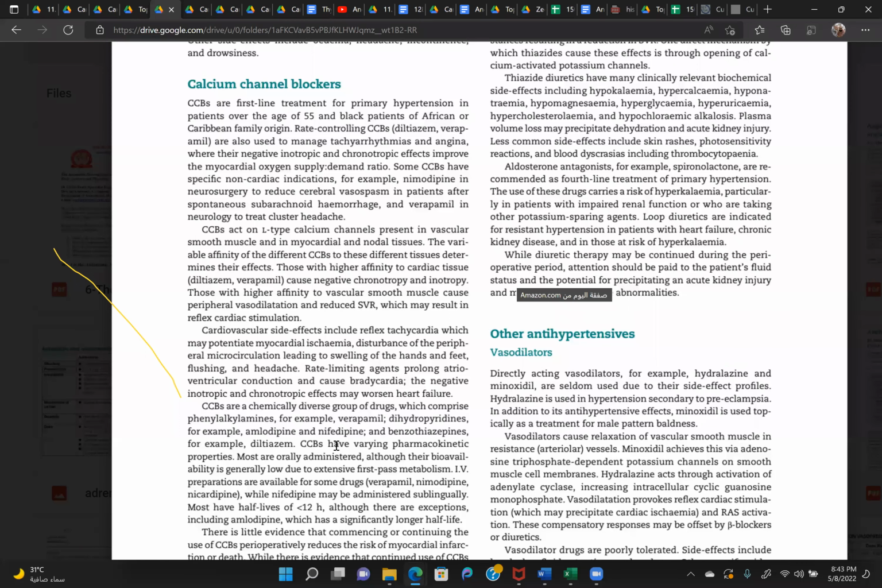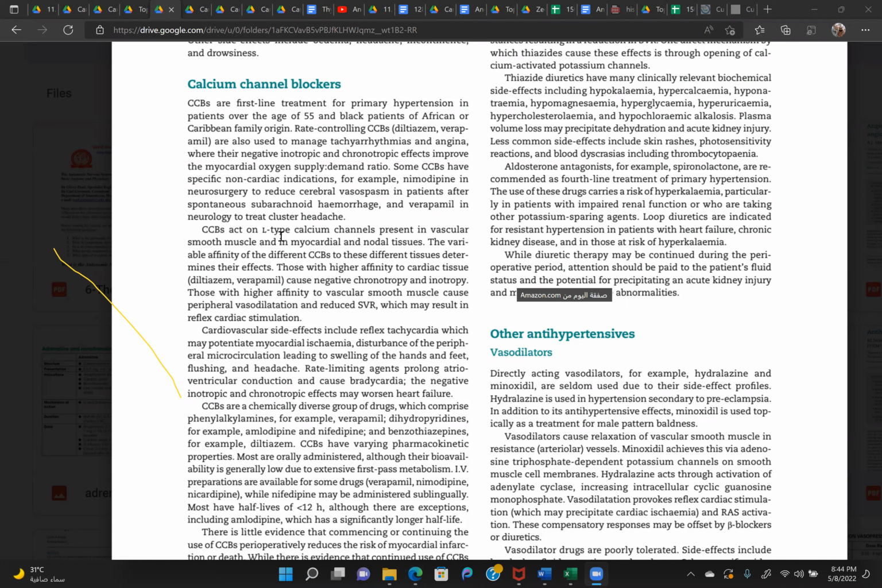If you are using verapamil, you should not use beta blockers, because verapamil and beta blockers together can result in heart block. But dihydropyridines are the peripheral calcium channel blockers, so you can use them together with beta blockers, but not verapamil with beta blockers. So this is something you should know.